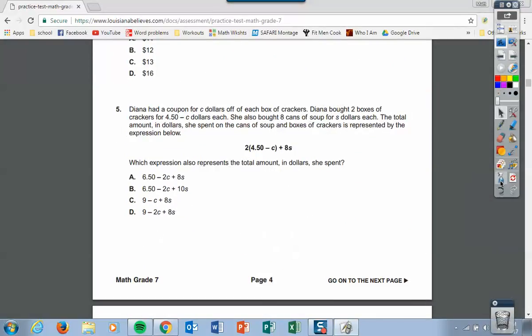Diana has a coupon for $C off each box of crackers. Diana bought 2 boxes of crackers for $4.50 minus $C each. She also bought 8 cans of soup for $S each. The total amount in dollars she spent is represented by the equation below, right here. Which expression can also represent the total amount in dollars she spent? Well, we're going to use the distributive property here. I'm going to take this 2 and distribute it to the inside. So 2 times 4.50 is 9, minus 2 times C is 2C, plus 8S. And what do you know? That is the equation we get right there.